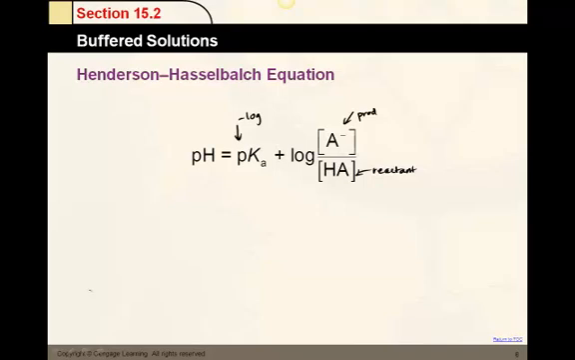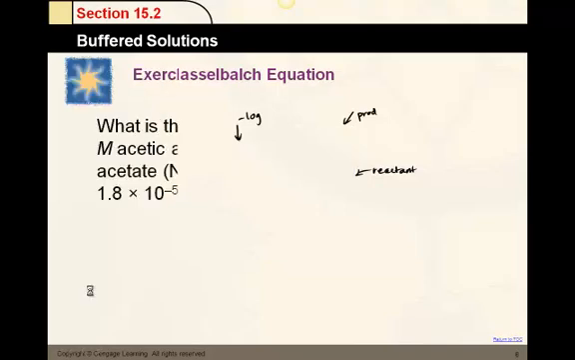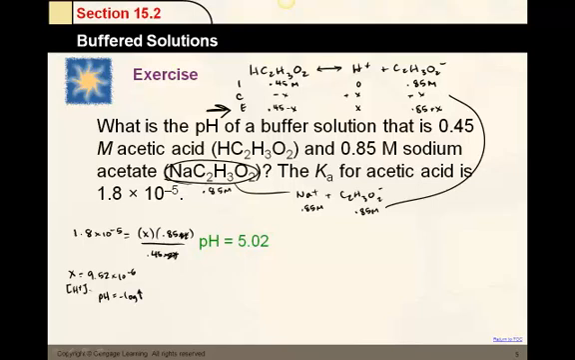I believe your cheat sheet actually has a pOH version of the Henderson-Hasselbalch equation too. You can look that up and see what that is. So how would the Henderson-Hasselbalch equation be used to solve the previous question? Let me just go back. Okay, there's the previous question. We had no problem solving it using ICE.